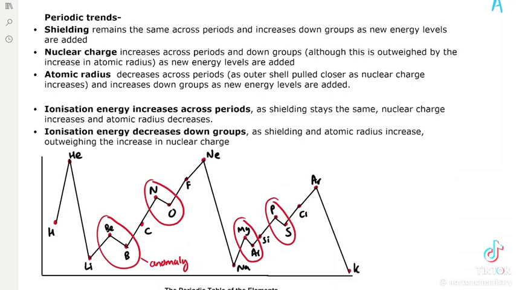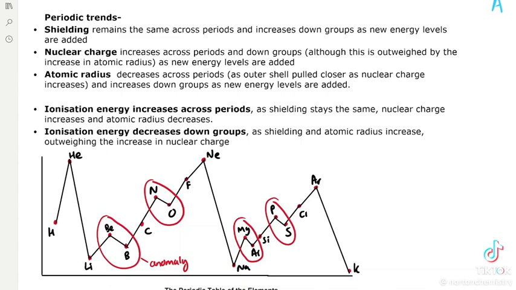So periodic trends, shielding remains the same across periods and increases down groups as new energy levels are added. So across a period, there's no new energy levels added, there's no new shells, so the shielding remains the same. Nuclear charge increases across periods as new protons are added to the nucleus, and it increases down groups.